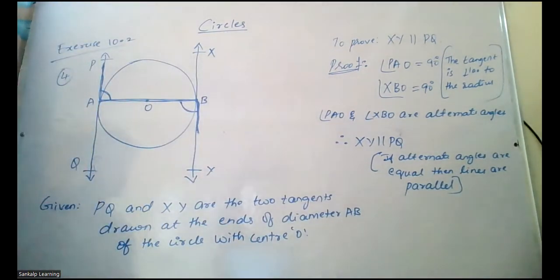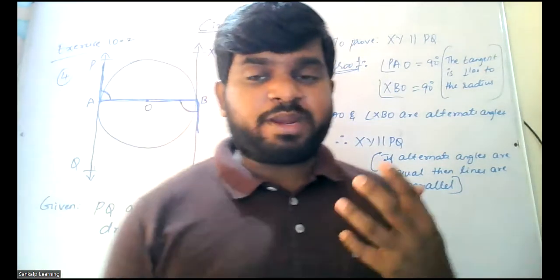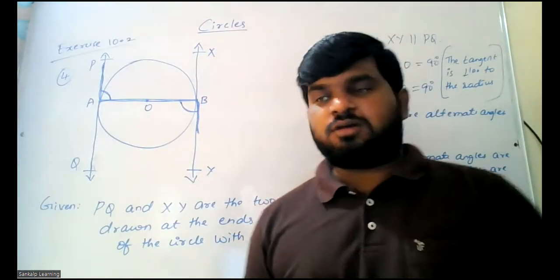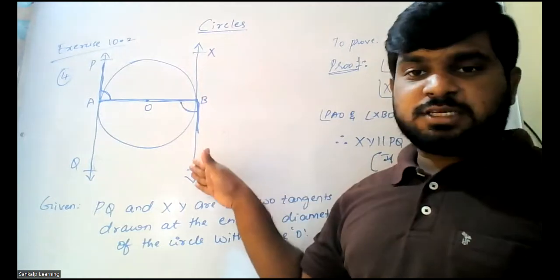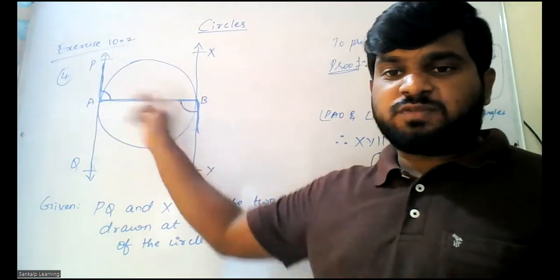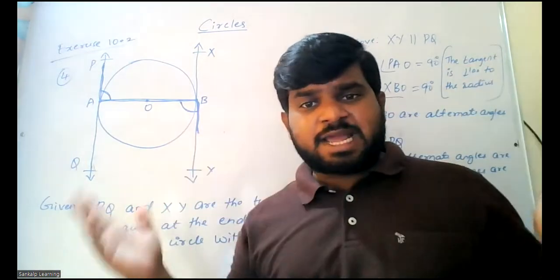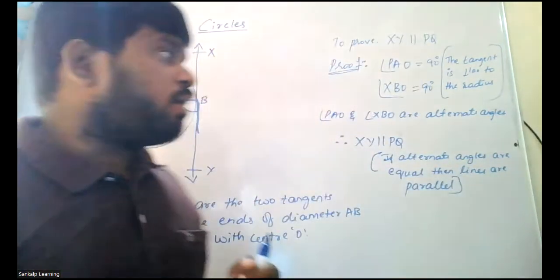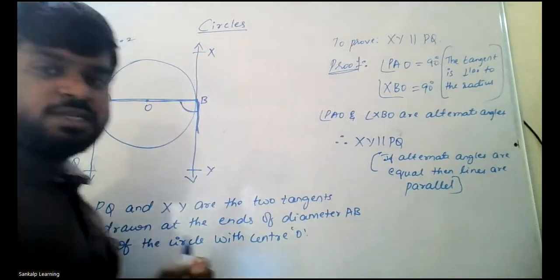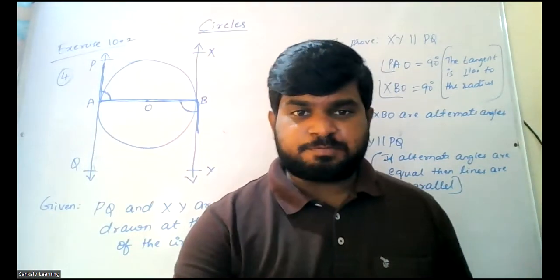This is the question. This is what we had. How many parallel tangents can you draw? This tangent and this tangent are parallel because they are drawn at the ends of the diameter. How many diameters can you draw? Many diameters. Therefore, you can draw many tangents which are parallel to each other. Okay. So this is the answer for the fourth question. So let's get into the fifth question.